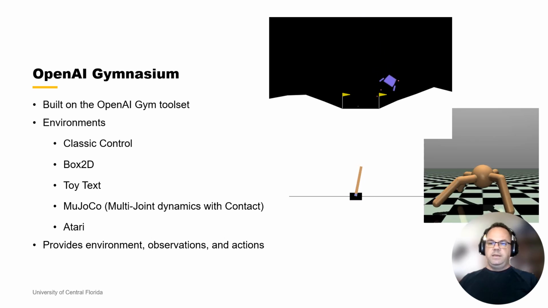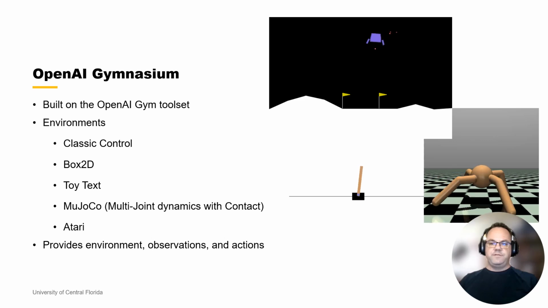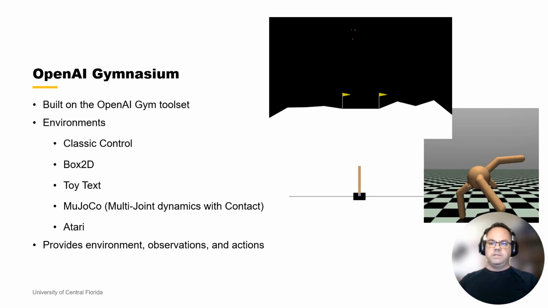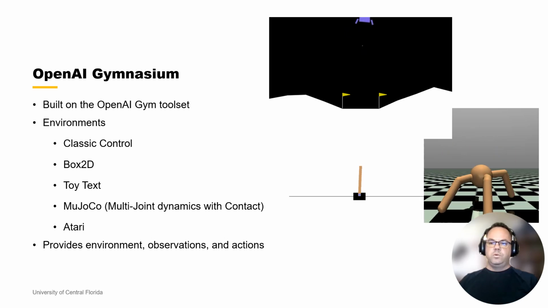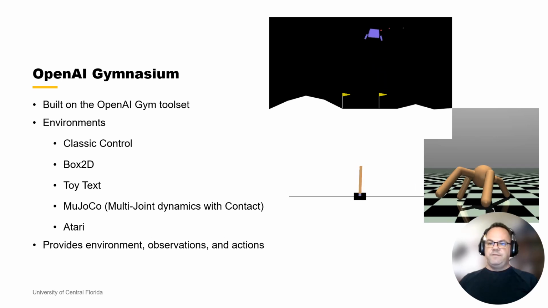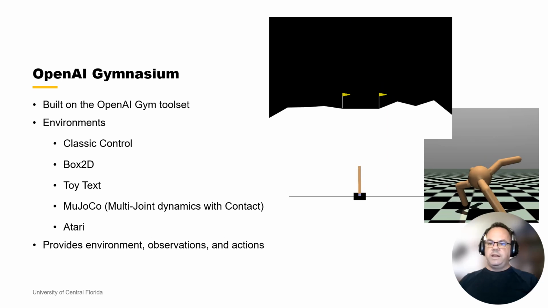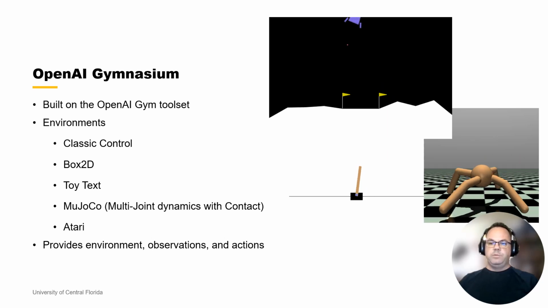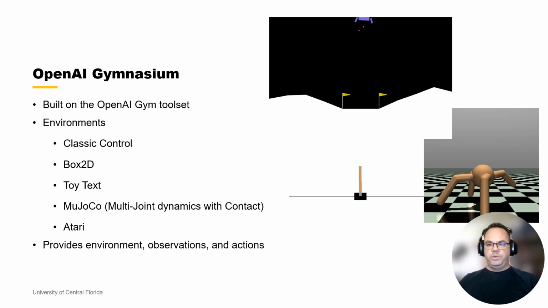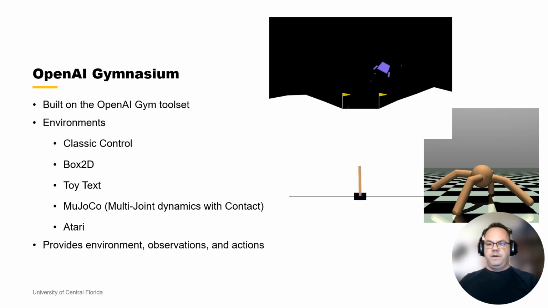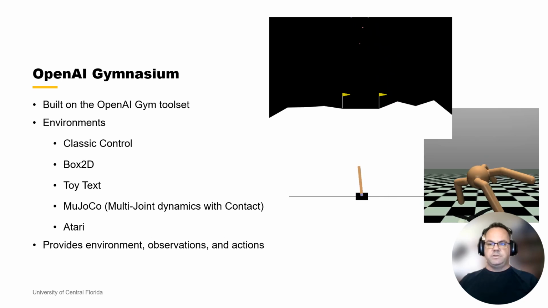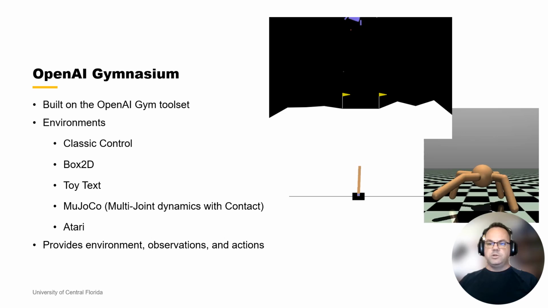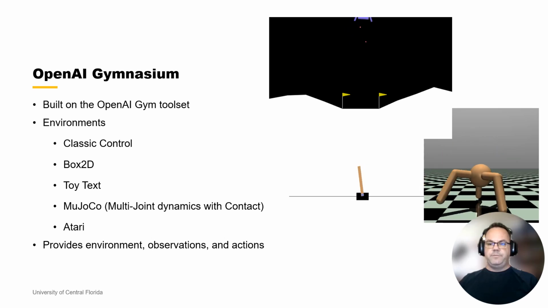Toy text. Here we find text-based environments such as Frozen Lake and Taxi. These environments are excellent for testing decision-making in discrete action spaces. MuJoCo, also called multi-joint dynamics with contact. These environments are like controlling a humanoid robot, providing complex simulations of robotic systems with multiple joints, focusing on realistic physical interactions. And finally, we have Atari. The Atari environment includes classic games such as Breakout, Pong, and Space Invaders, which are widely used to test deep reinforcement learning algorithms due to their complexity and variety.